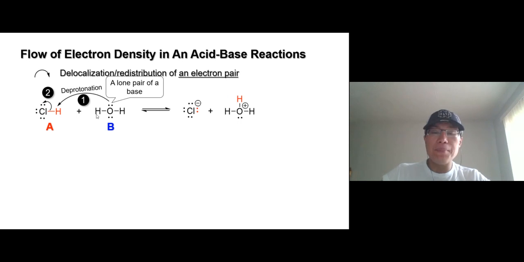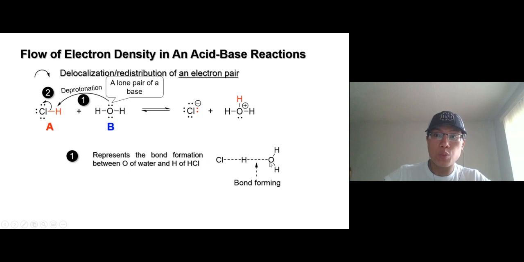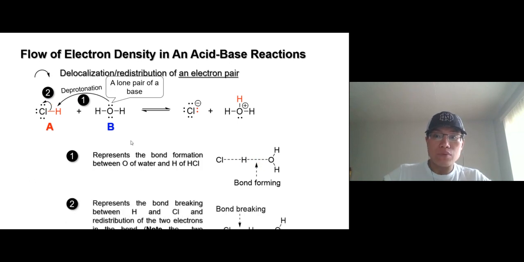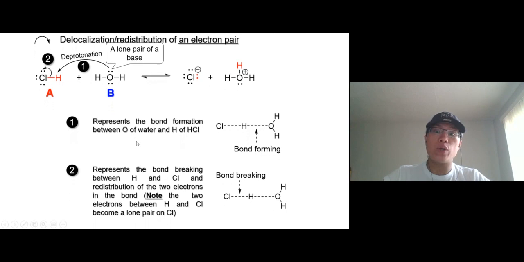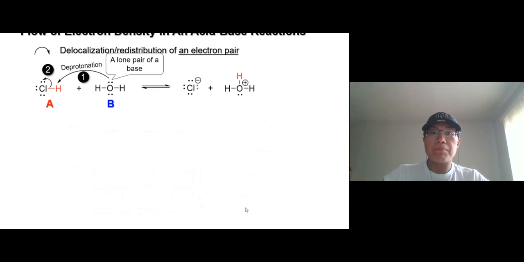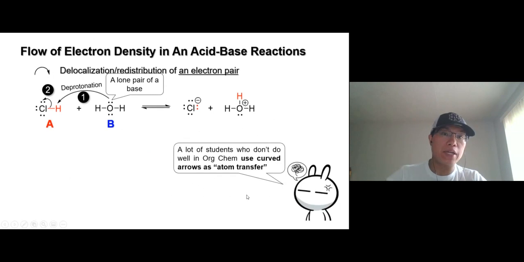All right, so a bit more detail here. Number 1 right here represents the bond formation between oxygen and the hydrogen of hydrochloric acid. That's a bond forming right there, the 2 electrons. And number 2 represents the bond breaking between hydrochloric acid and a proton. Okay, and please do not do this. It's tempting to do this.